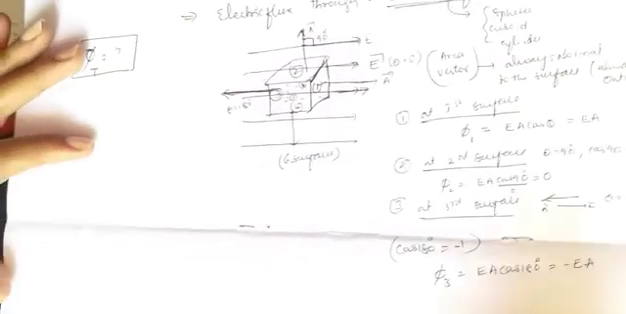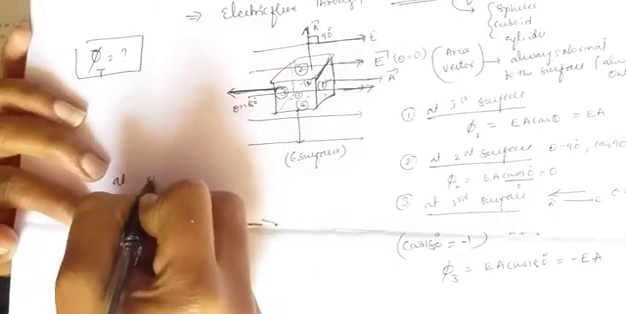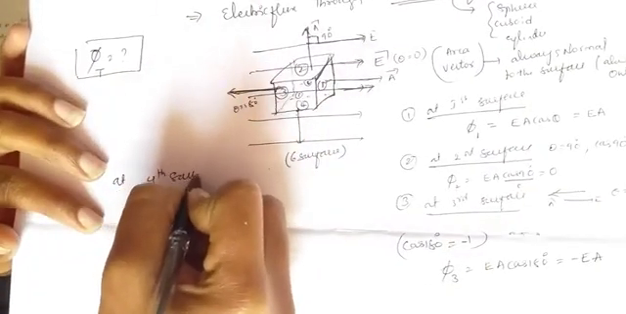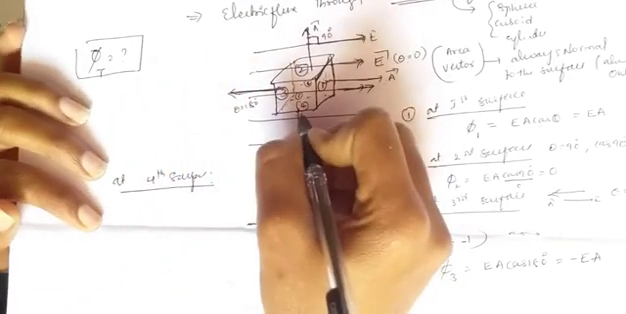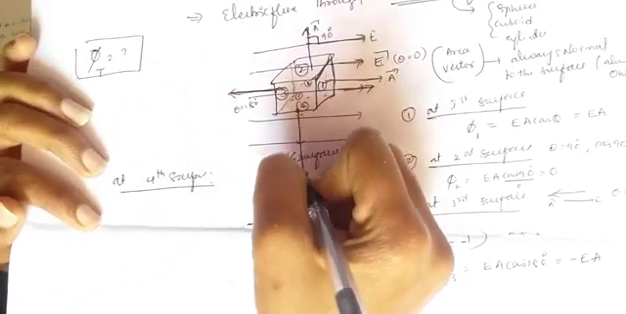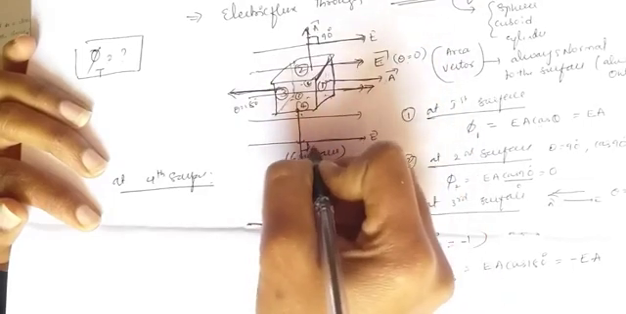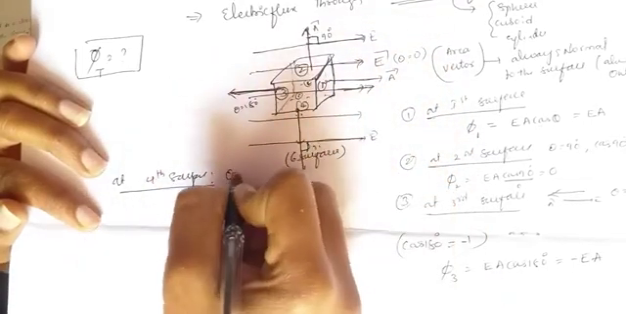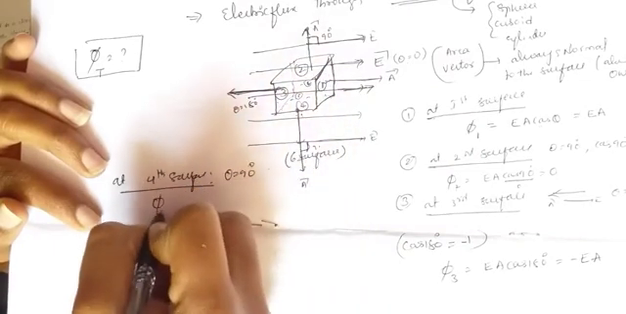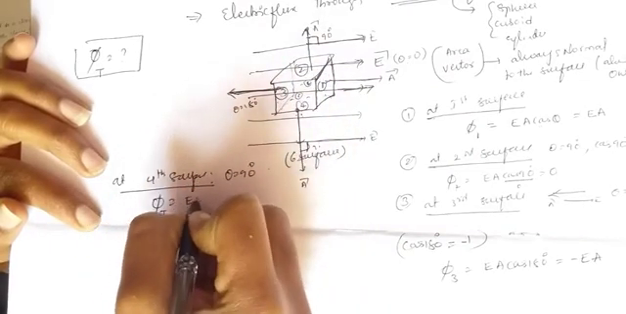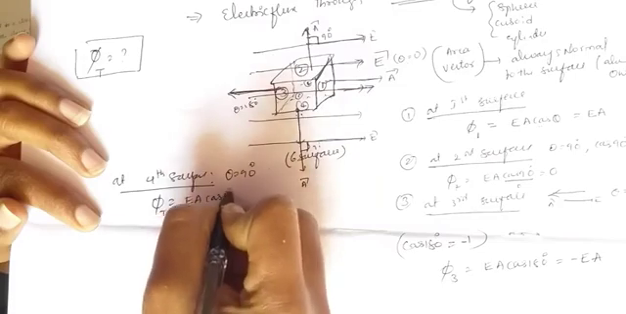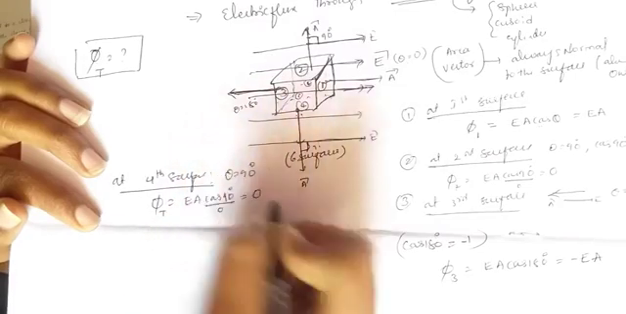Now at the fourth surface, this is the fourth surface and the outward normal. So this is the A vector and this is the electric field vector. Here we are getting 90 degrees, so theta is equal to 90 degrees. Then phi is equal to EA cos 90, which is 0. So here the flux is 0.